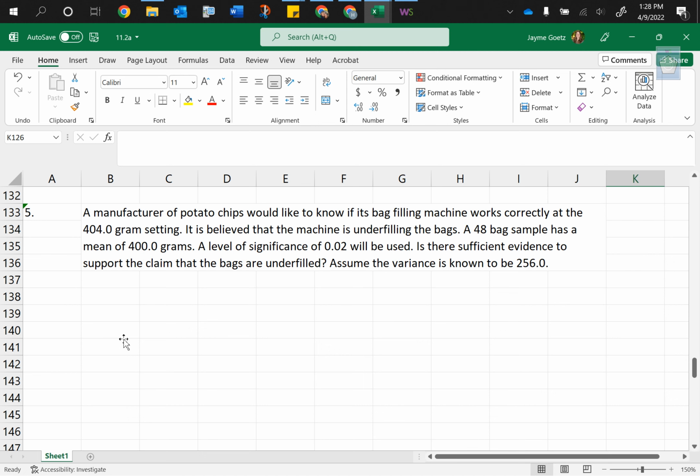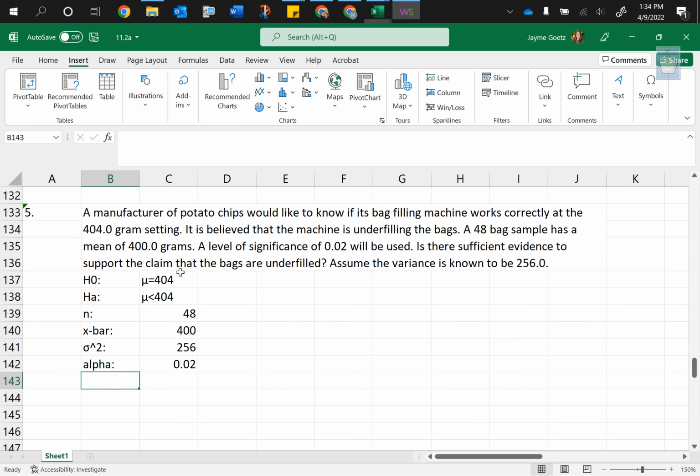So again, I'd like you to pause the video and give me all the information that you can find from this problem. Okay, so from this problem, I got my null hypothesis to say that we think the population mean is 404 grams. Okay, that's what they wanted. But this says it's believed that the machine is underfilling the bags, so we want the alternative to be less than 404. My sample size is 48.